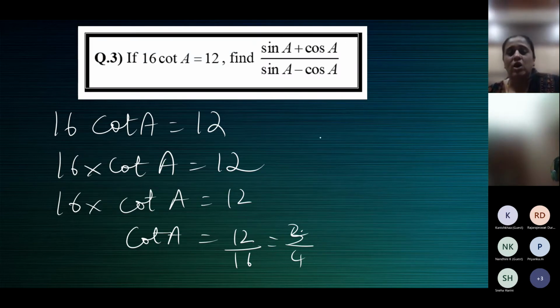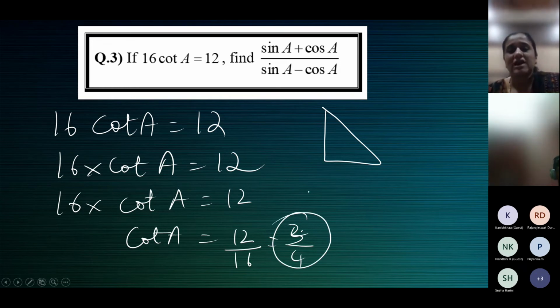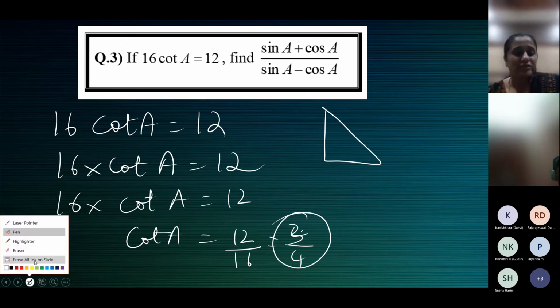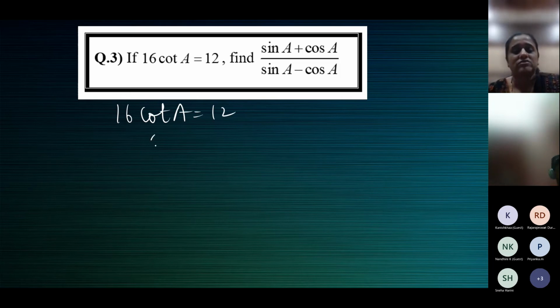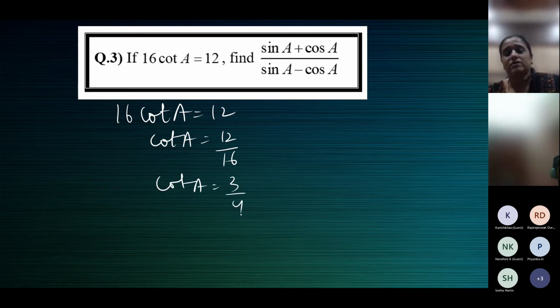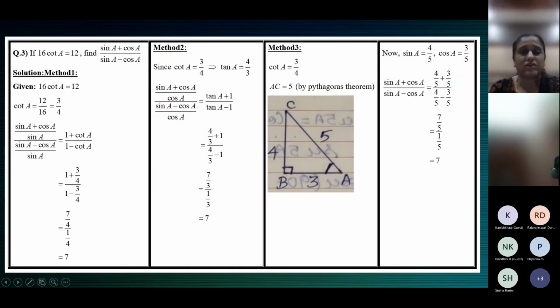Now next, what should you do? Normally we take up a right triangle and fill these values 3 and 4, and find the missing side, and then find the value of sin A and cos A and evaluate this. Now without finding sin A and cos A, using 16 cot A is equal to 12, so cot A is equal to 12 by 16, which is 3 by 4. There are many ways of doing this. I've done all the 3 methods.